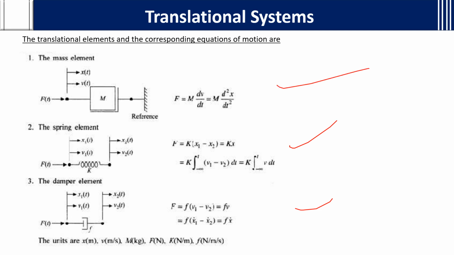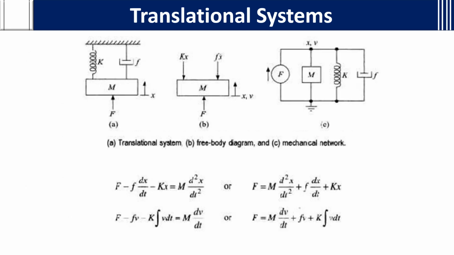So you need to remember and understand: for mass, what equation? For spring, what equation can be written? For the damper element, what needs to be written? Then the translational system. Here we'll see, as I told, one of the examples I'm showing here.